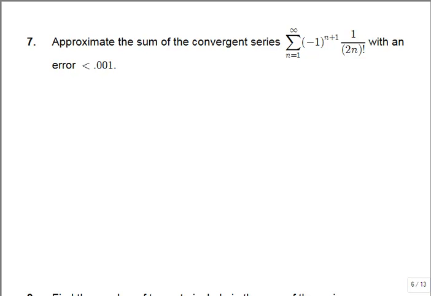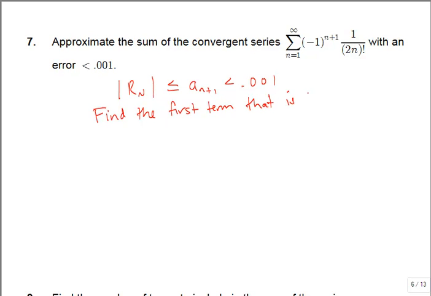So for example, if I want to approximate the sum of the convergent series negative 1 to the n plus 1 times 1 over 2n factorial with an error less than 0.001, that means I want my remainder to be less than or equal to the first term that is going to be less than this 0.001. So what I want to do is find the first term that is less than this bound 0.001, this error that I'm looking for. And once I know the first term that is less than that, then I can use all the terms prior to that term to approximate my sum, and I'll be guaranteed that the error in approximating my sum will be less than this 0.001.